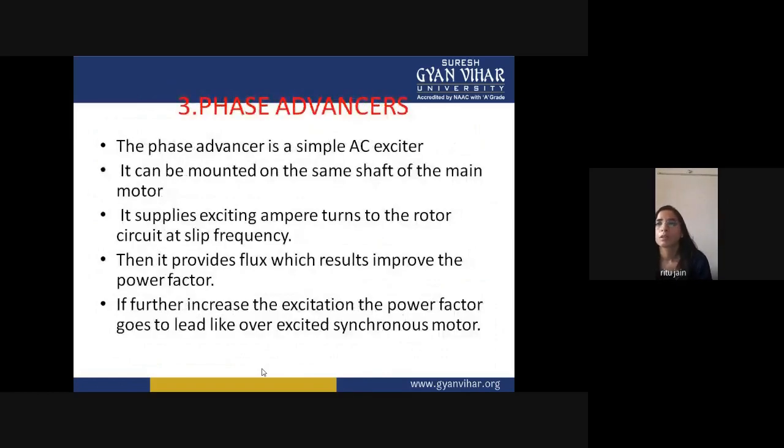Now we can use a three-phase advancer. The phase advancer is a simple AC exciter. It can be mounted on the same shaft as the main motor, and it supplies exciting ampere turns to the motor circuit at slip frequency. Then it provides flux, which results in improved power factor. If it further increases the excitation, the power factor goes to lead, like an overexcited synchronous motor.